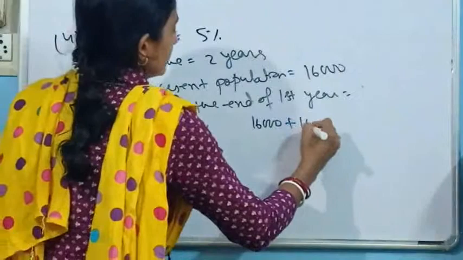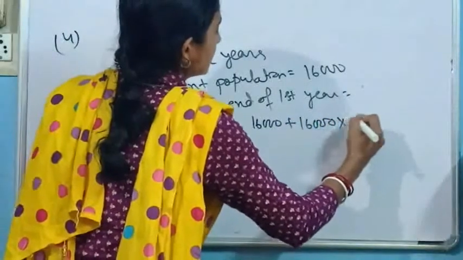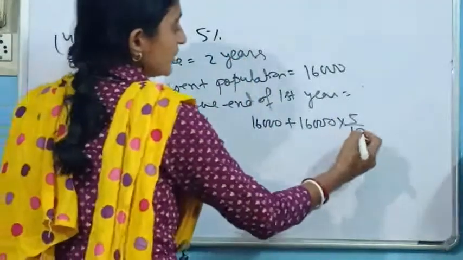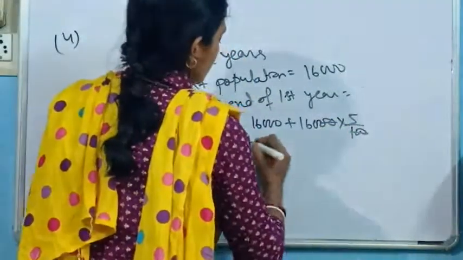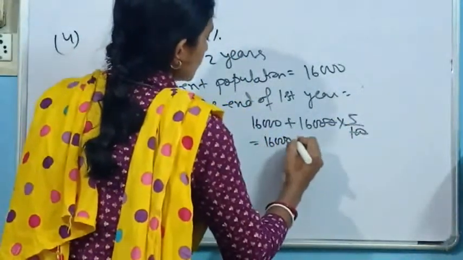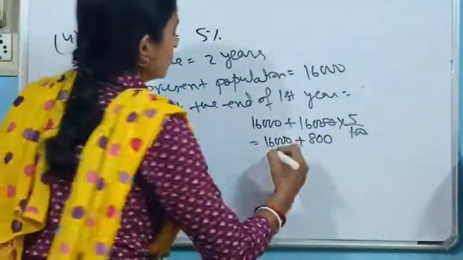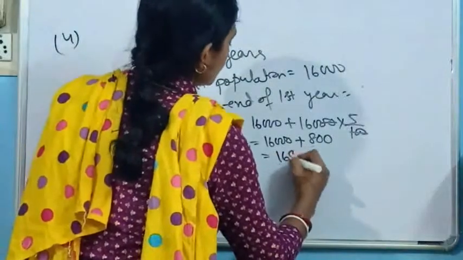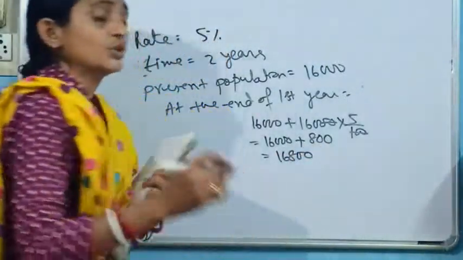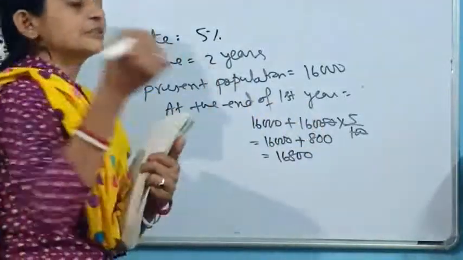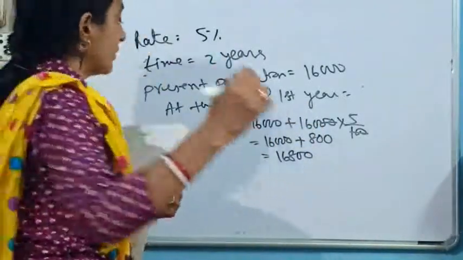16,000 will be increased by 5% in 1 year. So 1 year I'm taking here. Let's cancel. What we are getting: 16,000 plus here it is 800. So that means at the end of the first year we are getting 16,800.